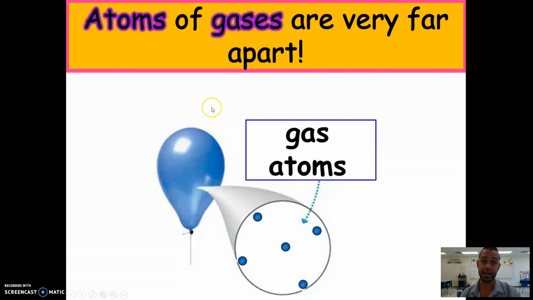The atoms of gases are different. They don't have a definite shape or definite volume. And the atoms of gases are very far apart from each other. Because of that, they can move faster and in different directions.